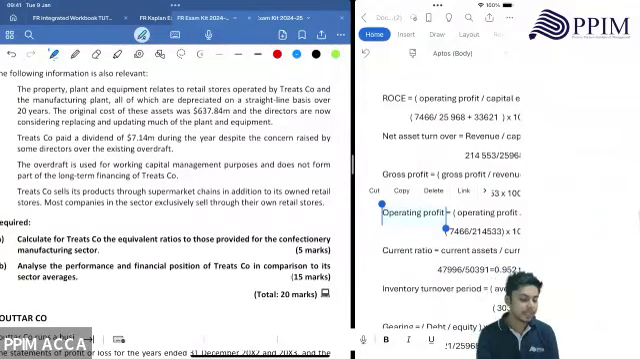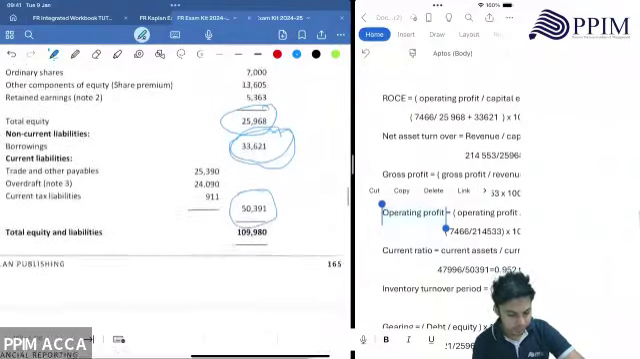Next one. Treat Corporation sells its product through a supermarket chain. In addition to its own retail stores, most companies in the sector exclusively sell through their own retail stores. So we are selling to supermarkets mostly. Our competitors are directly selling through their own shop. Okay, that's the last point over there. Right now, guys, you all have read the entire question. Now let's start evaluating it quickly.